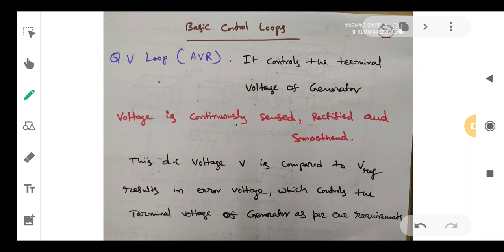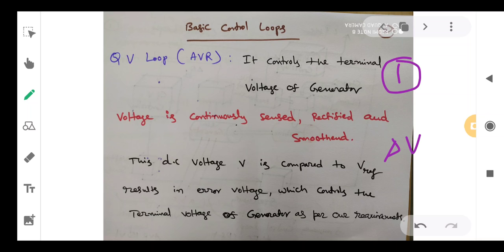The same thing is illustrated in words. The QV loop or AVR loop controls the terminal voltage of the generator. Very first one: voltage is continuously sensed, rectified and smoothened with the help of a rectifier and filters. This DC voltage is compared with V reference, which gives the error delta V.